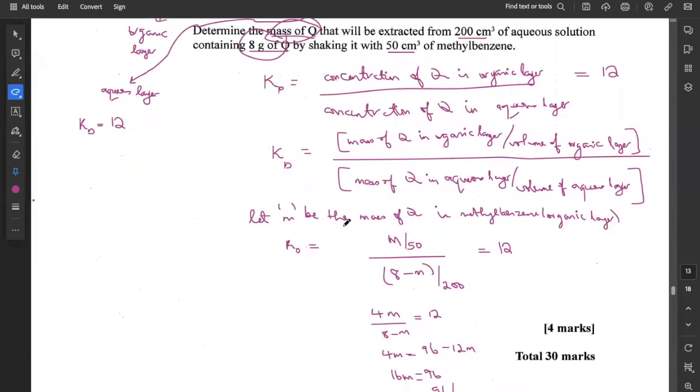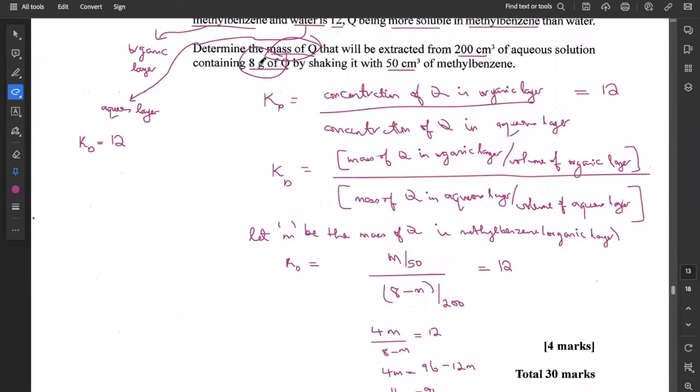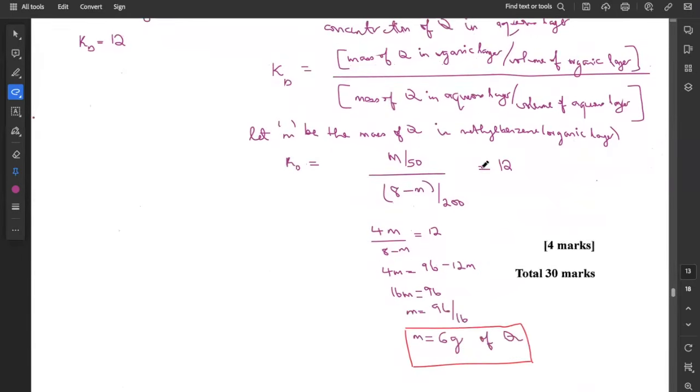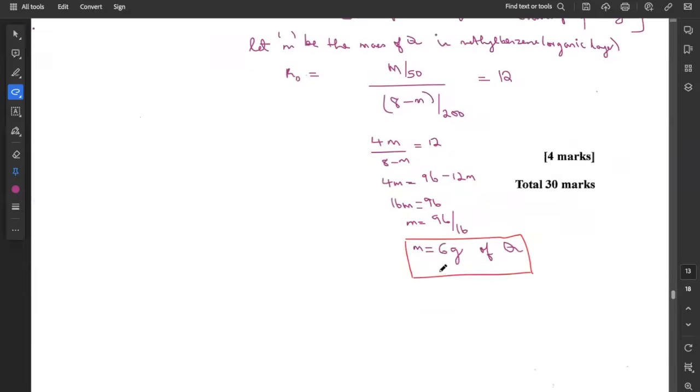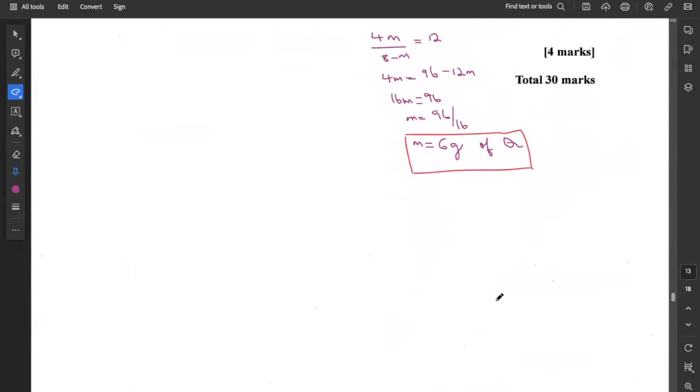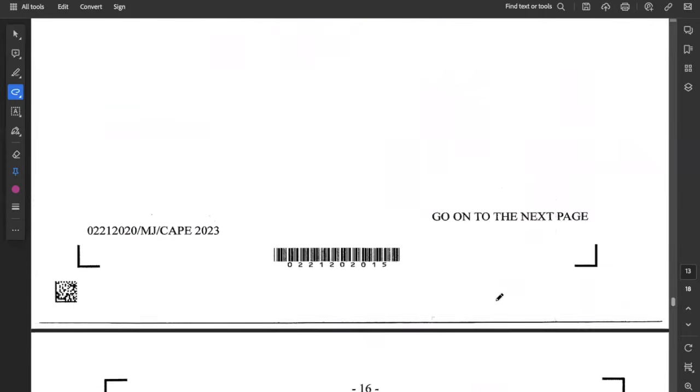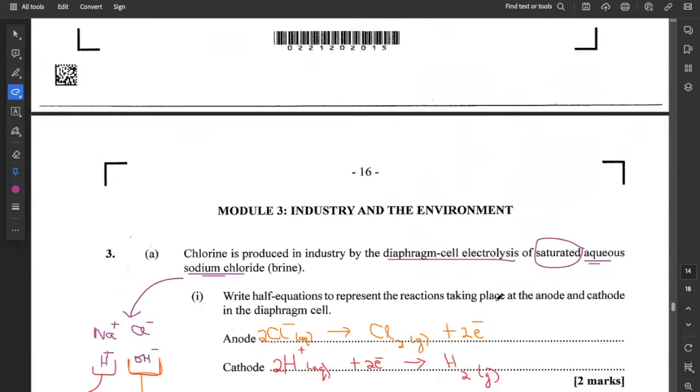So remember, that's what we said our M was. M is the mass of Q that ends up in the methyl benzene layer when we shake it with this solution that has 8 grams of Q in the aqueous layer. So these are our steps, and this is our final answer of 6 grams of Q. So that brings us to the end of question 2, and we're moving along to question 3.